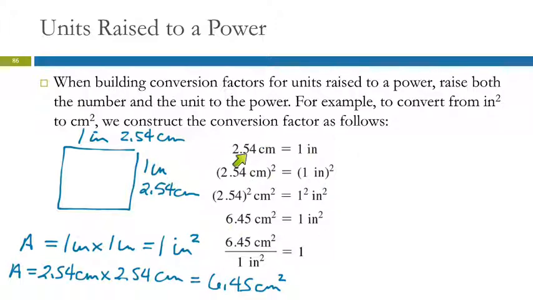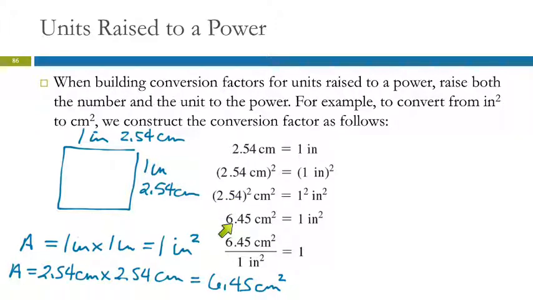Here's another way to look at it. So I can take this unit equation and square both sides, because if I do the same thing to both sides, it's still equal. So I'm squaring this and I'm squaring that. And then I'm going to distribute this into the pieces inside, and I get 2.54 squared and centimeters squared. And over here I get 1 squared and inches squared.